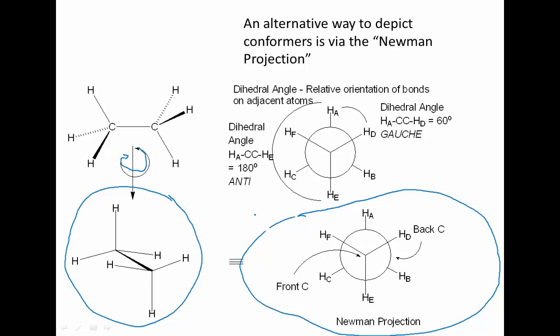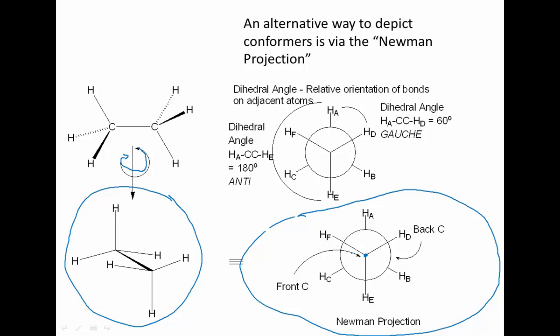Okay, all right. So in a Newman projection, you're representing the front carbon as the intersection of these three bonds right here, and this point right here defines the front carbon. The back carbon is this huge circle right here. In this picture right above it, I'm going to define something called the dihedral angle.